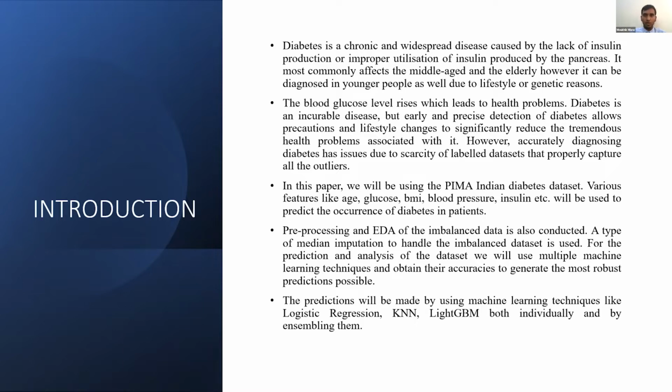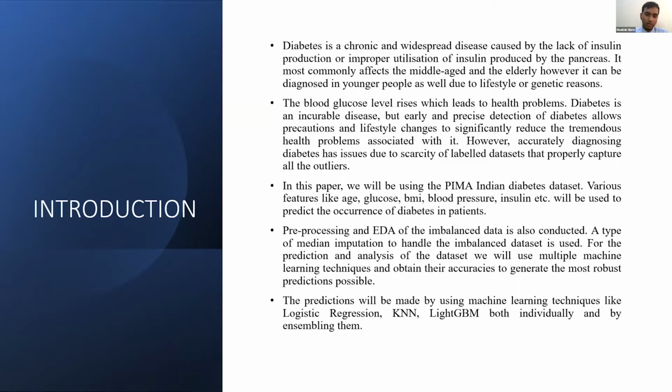But one problem we encountered while obtaining the dataset is that there's quite a significant scarcity of labeled datasets that properly capture outliers present in the diabetes data. So for our study, we've used the PIMA Indians dataset. It contains lots of features such as age, glucose, BMI, blood pressure, insulin, pregnancies, and history as well. So we'll be using this dataset to predict the occurrence of diabetes in patients.